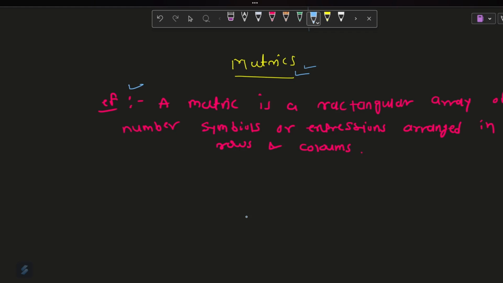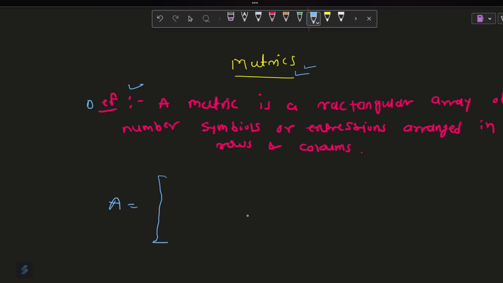Definition. A matrix is a rectangular array of numbers, symbols, and expressions arranged in rows and columns. Basically, a matrix is a representation of data. It can be any numbers, in row and column format. Let's first understand what a matrix is and how it looks.